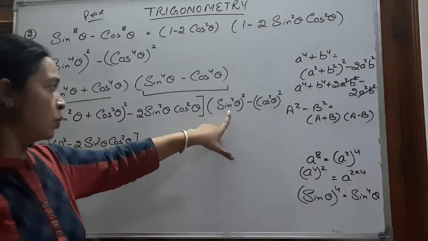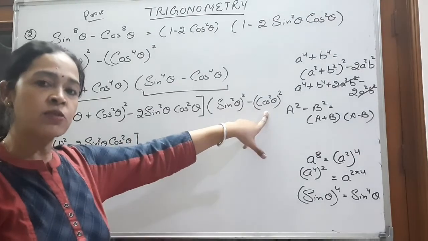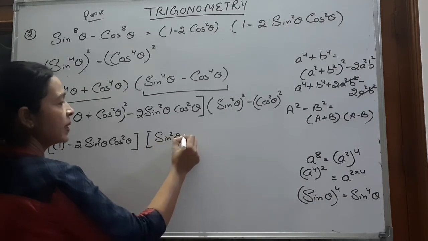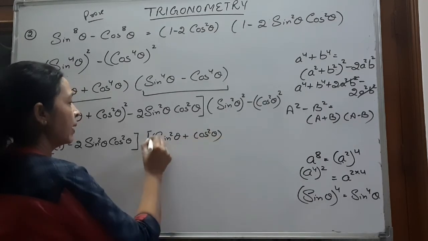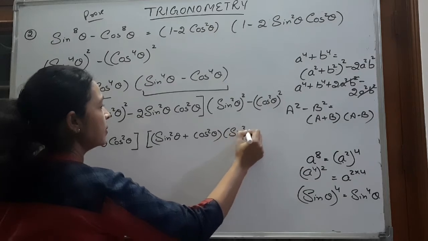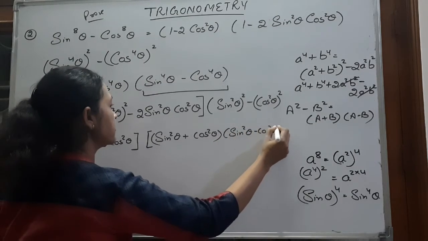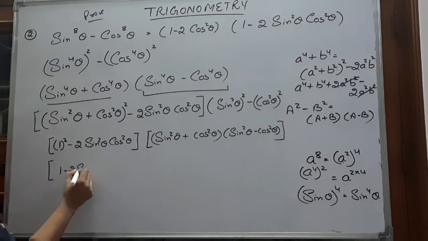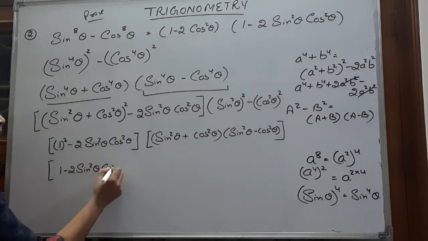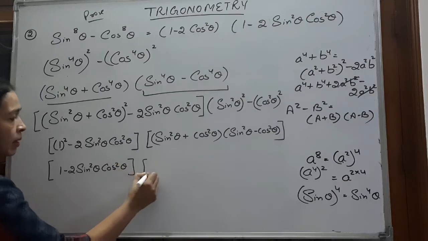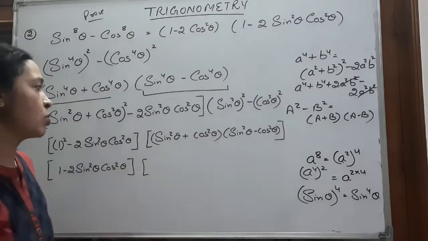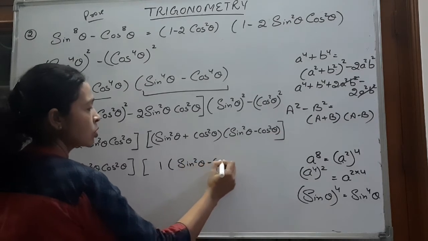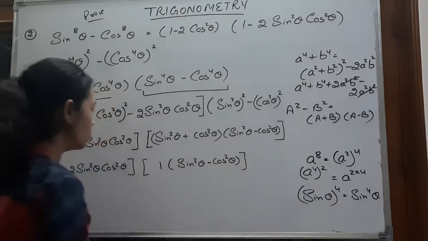Here we have, suppose, a square minus b square. Again a plus b, a minus b. So we will write sin square theta plus cos square theta and sin square theta minus cos square theta. Here we get 1 minus 2 sin square theta cos square theta. Again sin square theta plus cos square theta is 1 and here we have sin square theta minus cos square theta. Now check what we have to prove.